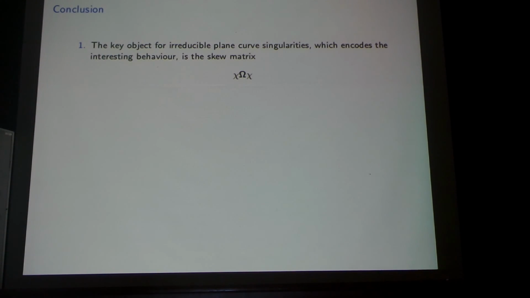Anyhow, to reiterate, I'm just finishing. The key object for these irreducible plane curve singularities, which encodes all of the interesting behavior, is this skew matrix, chi omega chi. On the other hand, for singularities in general, the organizing center is quite different.